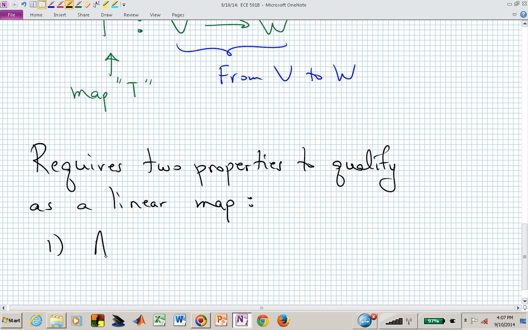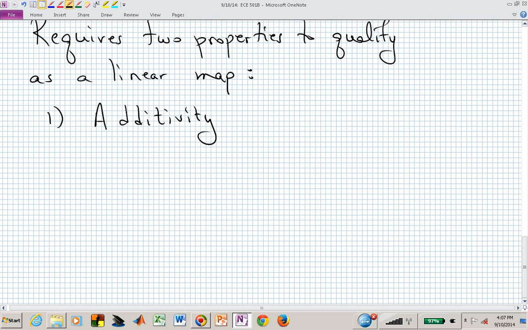First, we have to have additivity. Which means that if we have this map T and it operates on the sum of two vectors in your vector space, then that's equal to TU plus TV for any U and V in the domain vector space V. So it needs to have this additivity property.